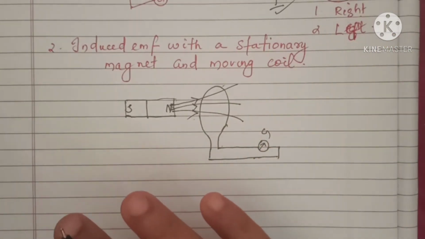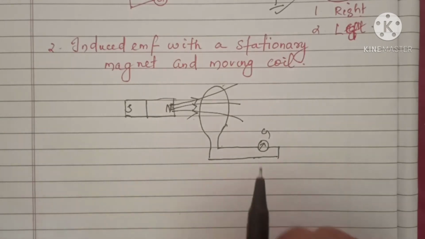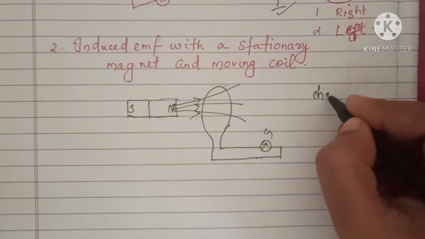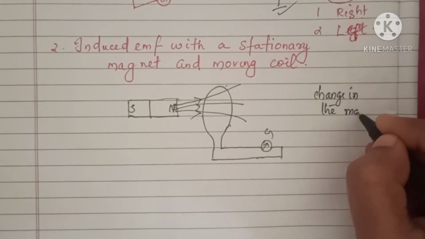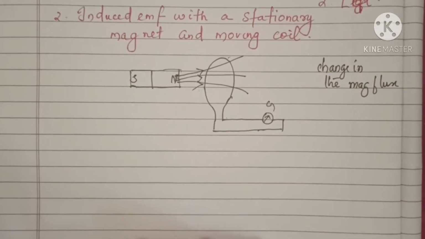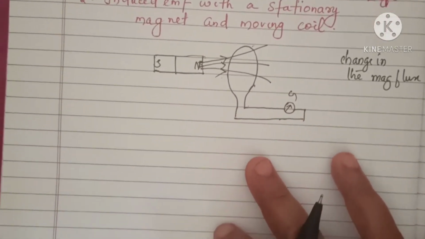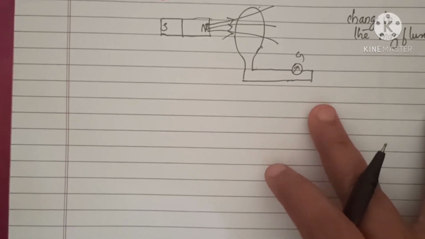If you are keeping it stationary, it is showing null deflection, which means that this induced current is produced only when there is change in the magnetic flux. That's very important: change in the magnetic flux. Clear for you? Then he moved to the third experiment, and the third experiment needs two coils.